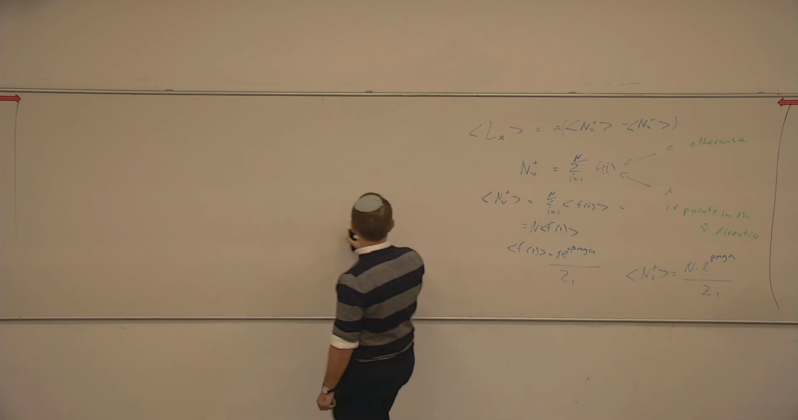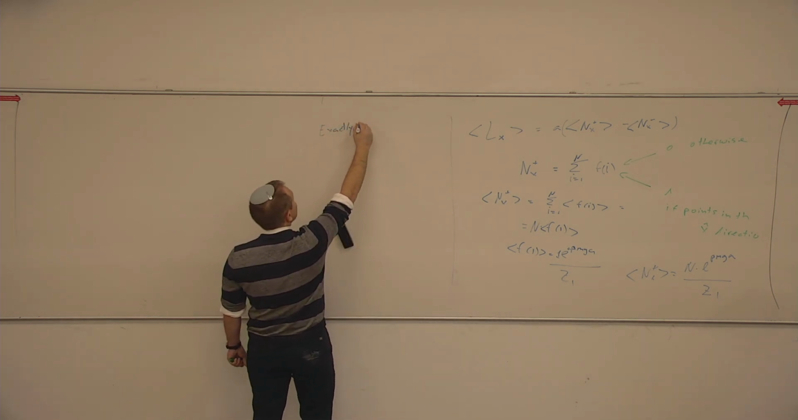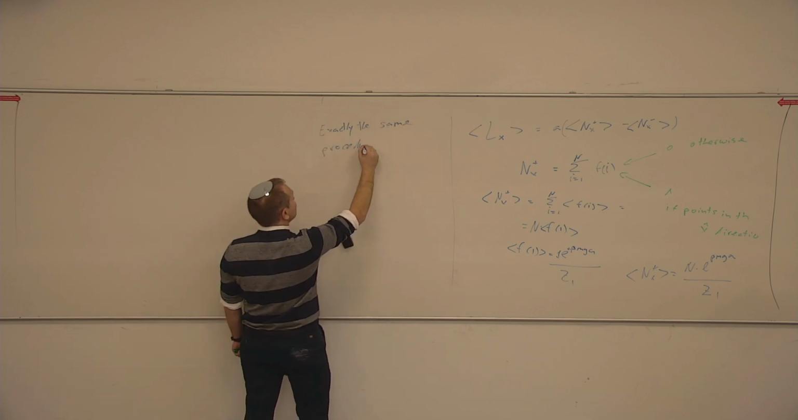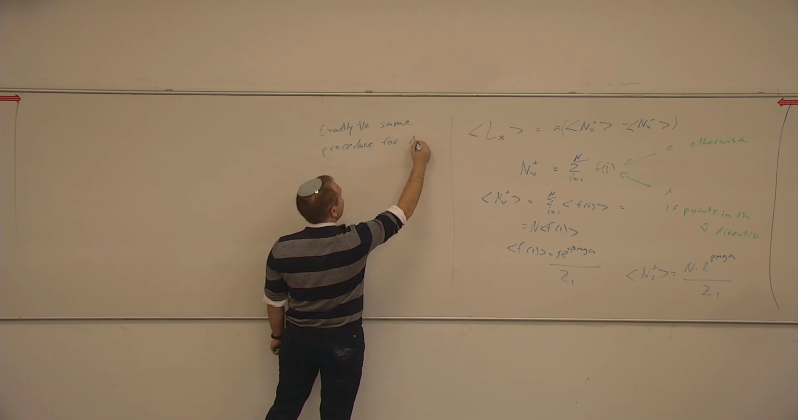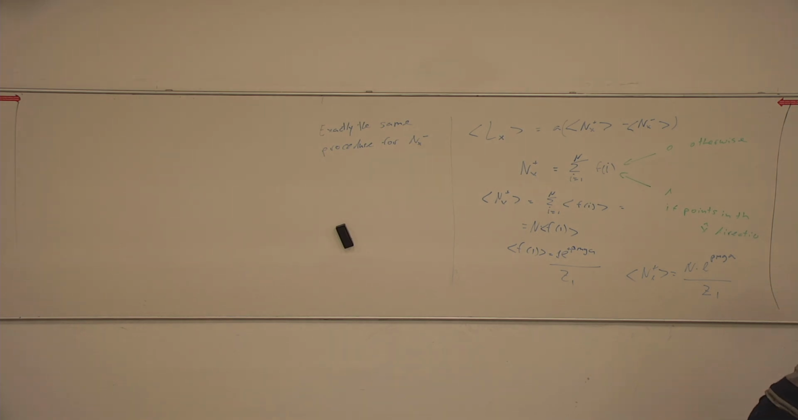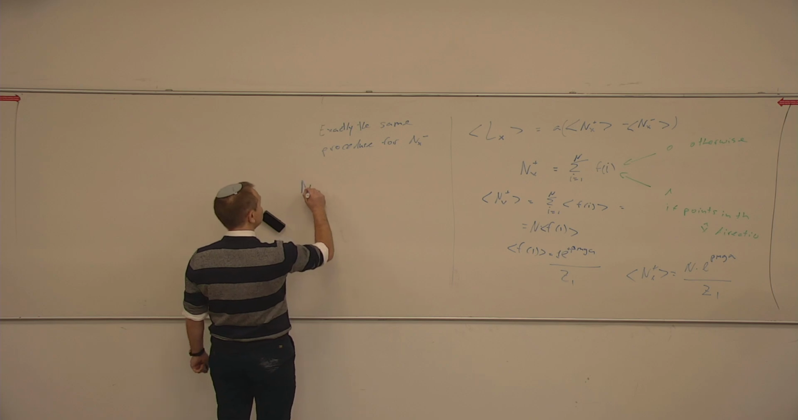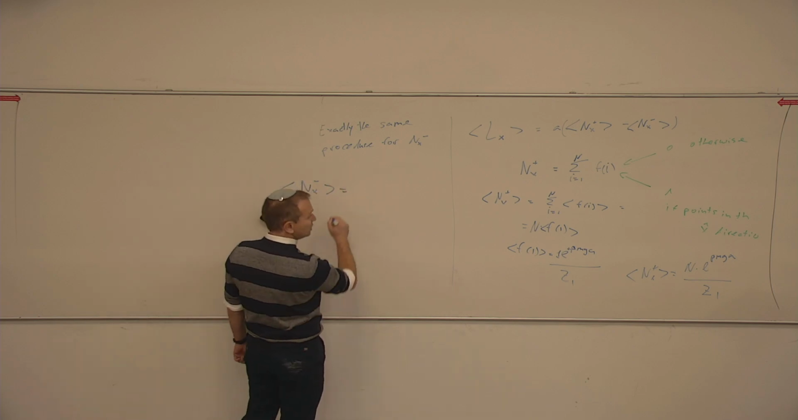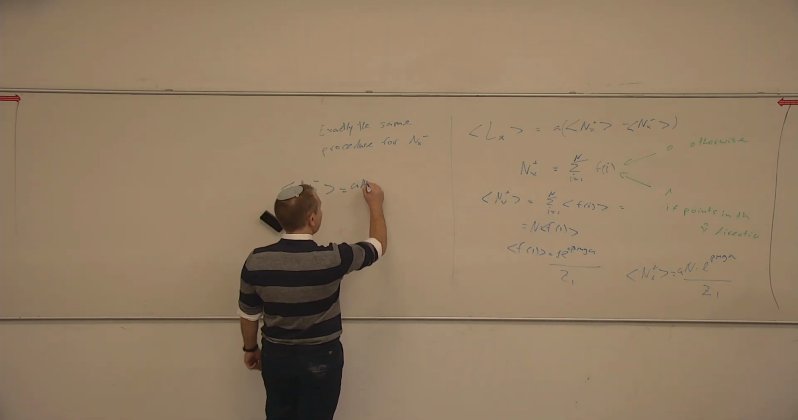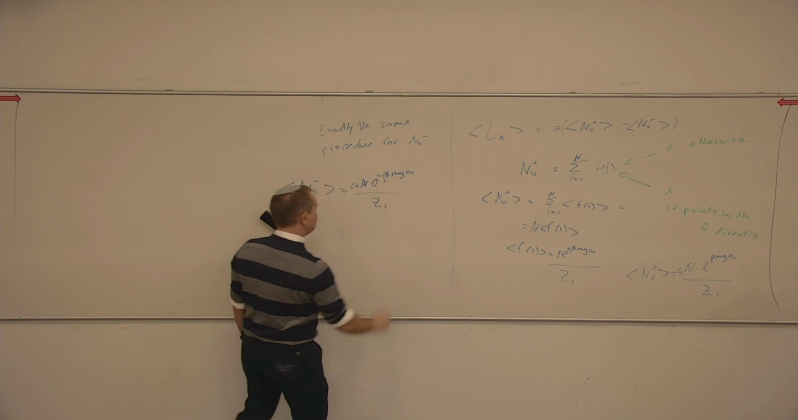We do exactly the same procedure for Nx minus. And we obtain that Nx minus average equals n e to the power minus beta mga divided by z1.